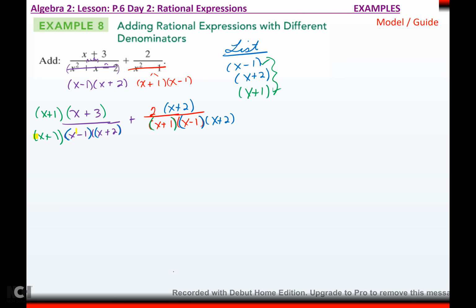And now you can see, although I've written them in a different order, do my denominators have all of the same factors in them? And yes, they do. So I'm going to keep that denominator, which is x plus 1, x minus 1, x plus 2. And I'm going to simplify on top. On top, I'm going to distribute.